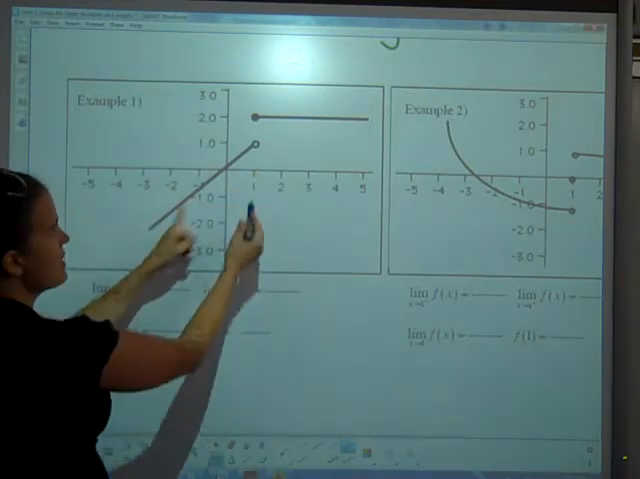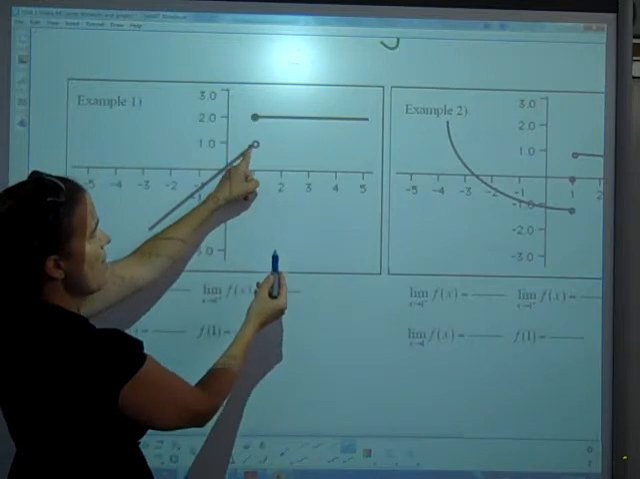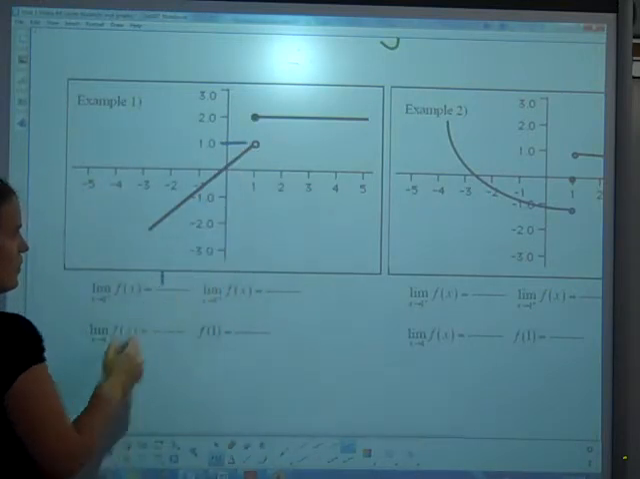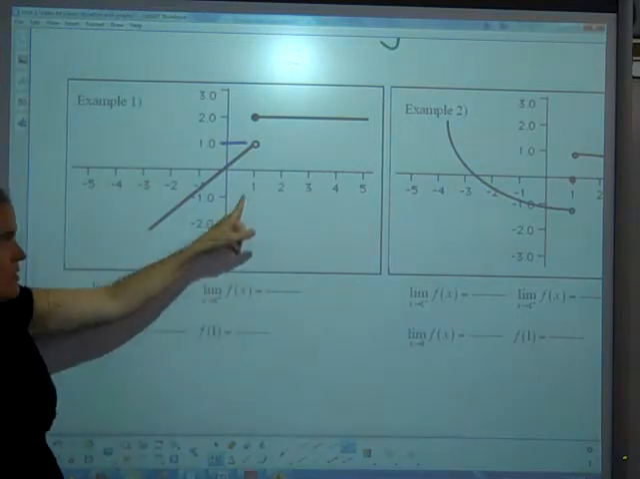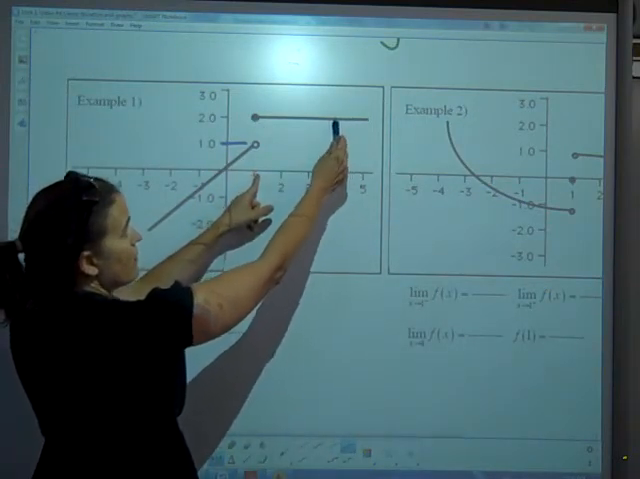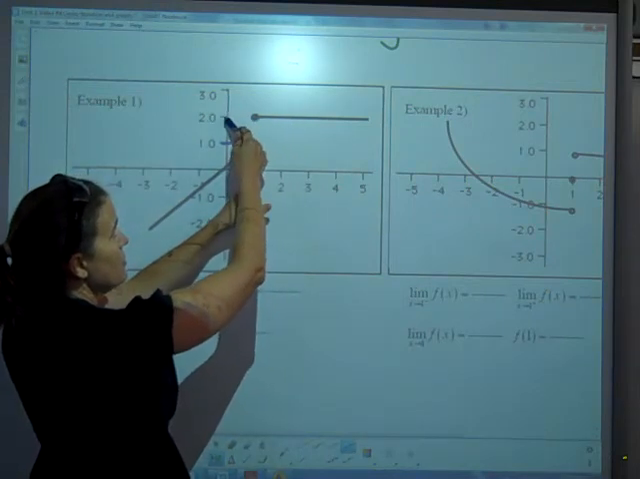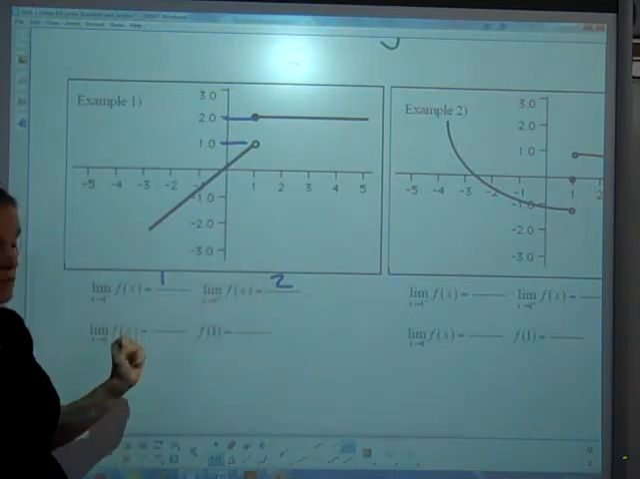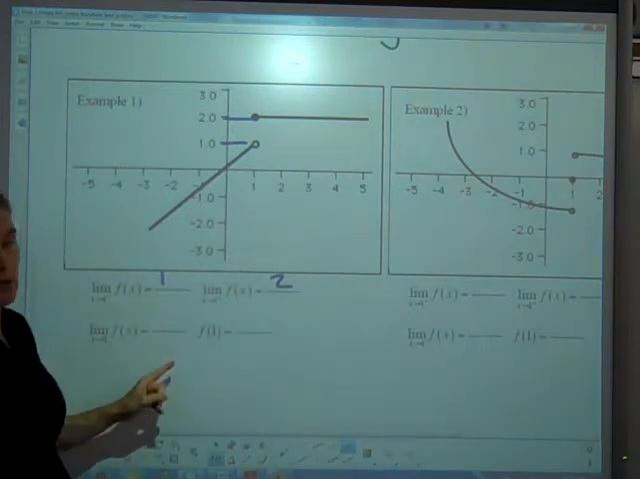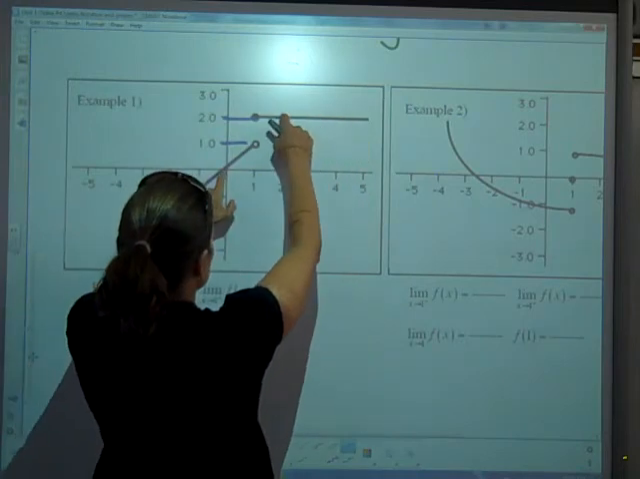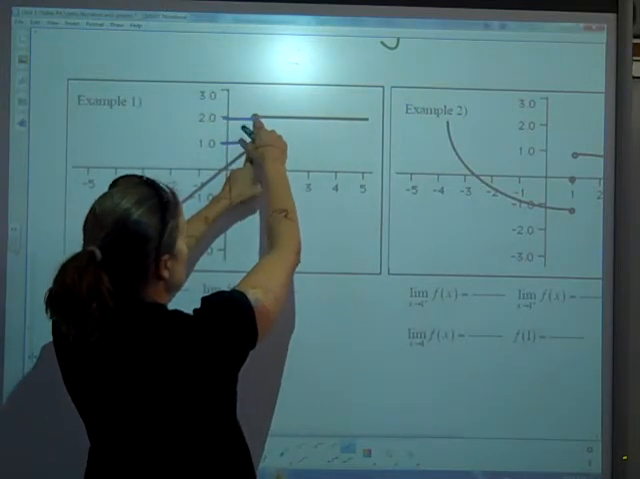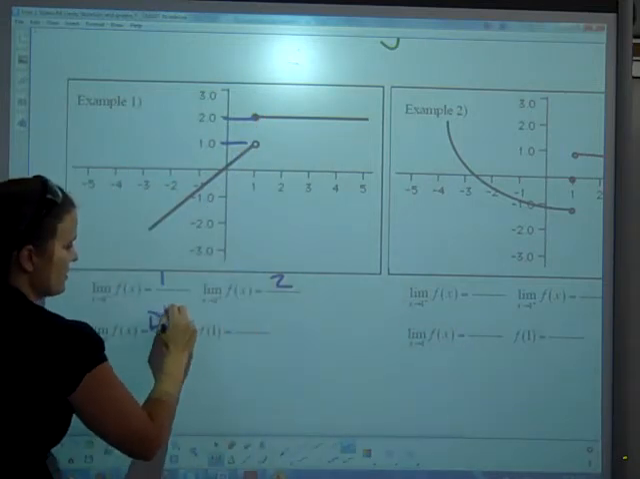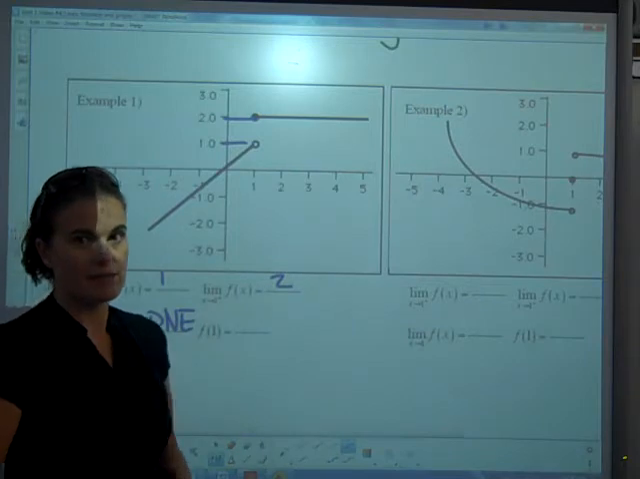All right, so this first guy is saying limit as we approach 1 from the left. Okay, so here's 1. As we get closer and closer to 1 from the left, I'm getting closer and closer to 1. Okay, so the answer there would be 1. As I approach 1 from the right, so here's 1, and here's the graph along from the right, I'd be getting closer and closer to 2. Okay, so the limit from the left equals 1, and the limit from the right equals 2. So is there a limit as we approach 1? There would be no limit here. The limit as we approach 1 would not exist, does not exist.